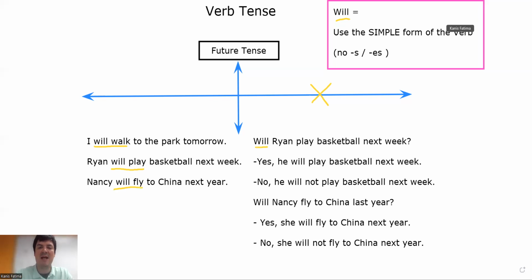Will Ryan play basketball next week? Again, we use the simple form of the verb. No S, no ES. Yes, he will play basketball next week, or no, he will not play basketball next week. Will Nancy fly to China next year? Yes, she will fly to China next year. Or no, she will not fly to China next year.